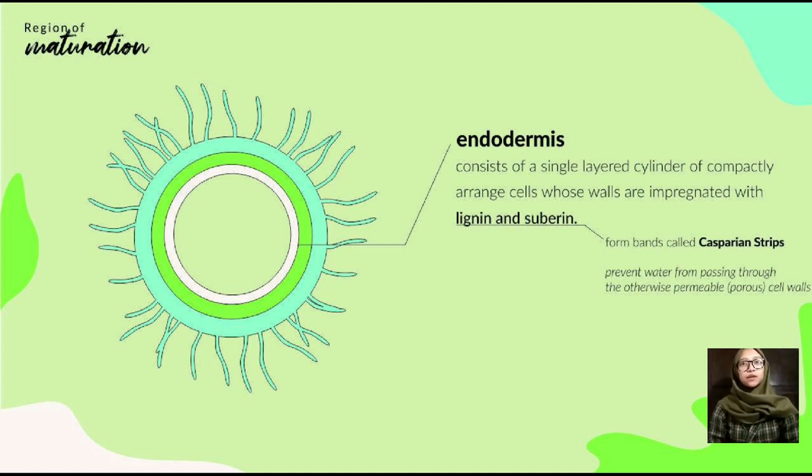Now let's talk about endodermis. Endodermis consists of a single layered cylinder of compactly arranged cells whose walls are impregnated with lignin and suberin. Lignin and suberin later on form bands called Casparian strips. These Casparian strips prevent water from passing through the otherwise permeable or porous cell walls.